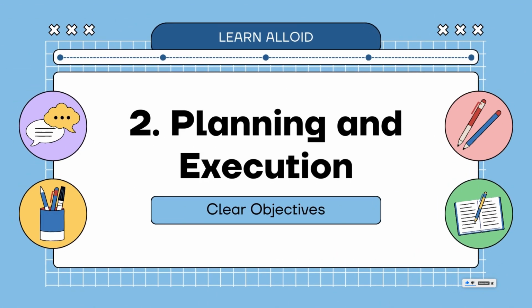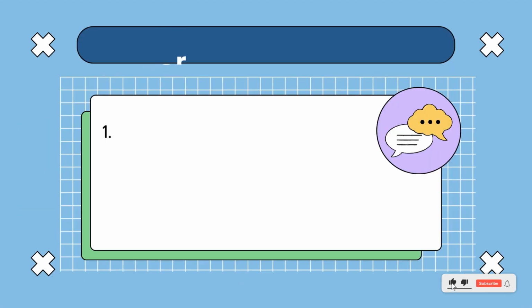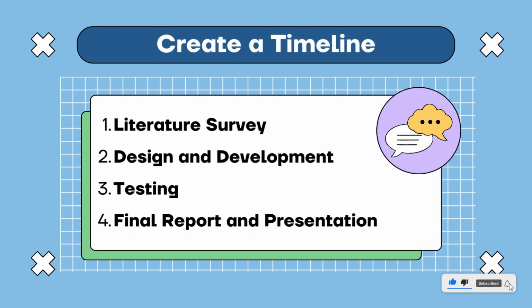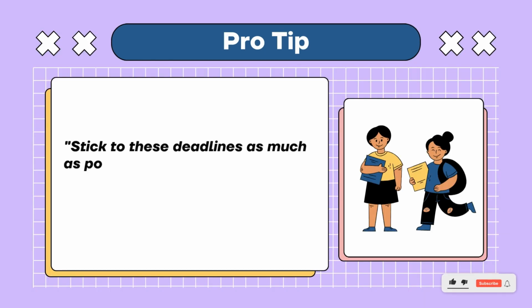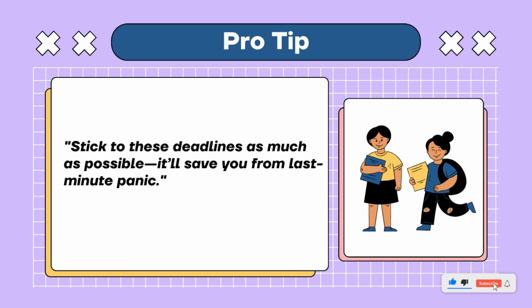Next, define your project's goal. Make it specific and measurable. For example, design a solar-powered water purifier for rural areas. A clear objective will keep your team focused. Create a timeline. Break your project into milestones and set deadlines for each stage. 1. Literature survey. 2. Design and development. 3. Testing. 4. Final report and presentation. Stick to these deadlines as much as possible, it'll save you from last-minute panic.